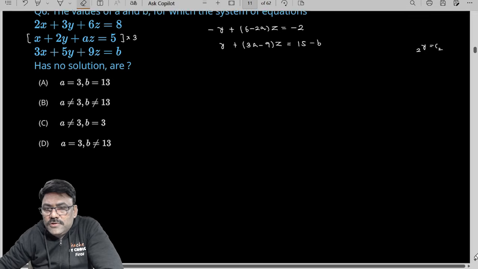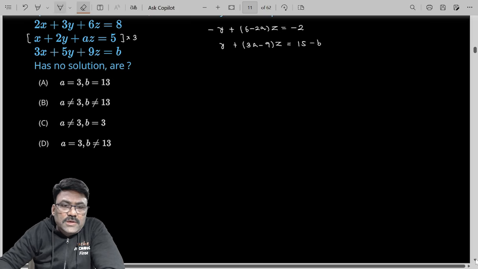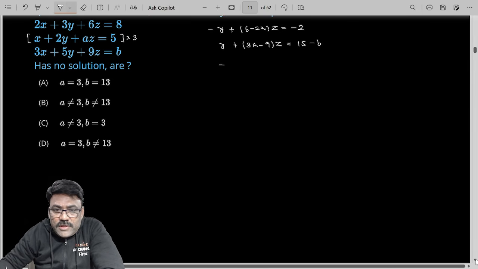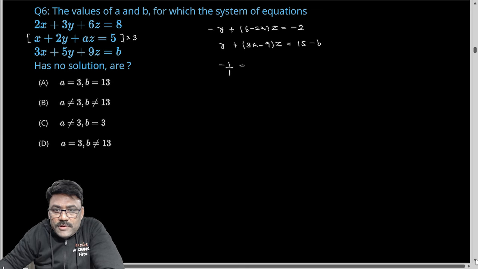So for no solution, what will I write? I will write a1 over a2, which is minus 1 over 1, equal to b1 over b2. Take minus 2 common here, so you will get A minus 3. And then take 3 common here, to get A minus 3, and not equal to c1 over c2.